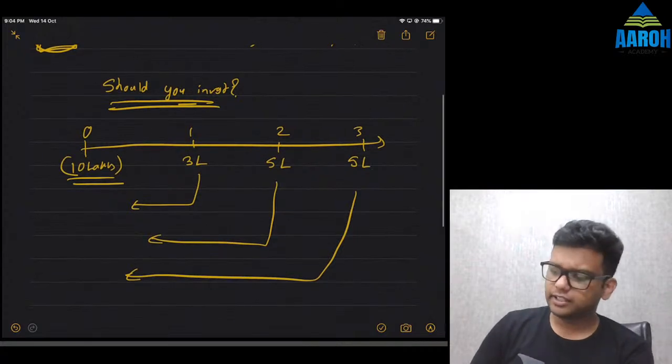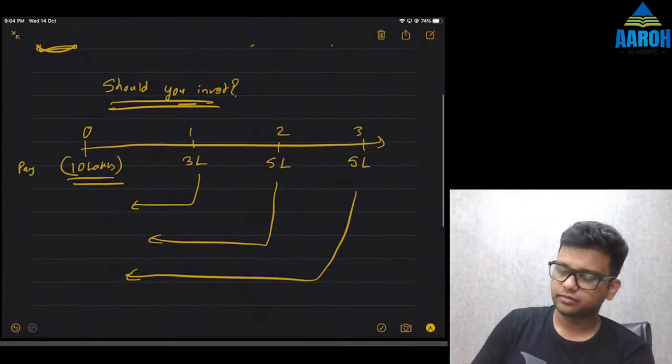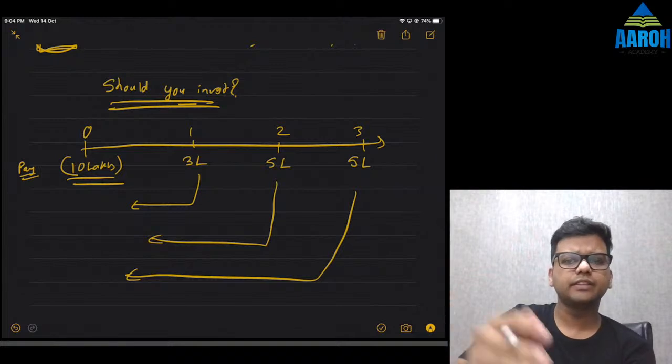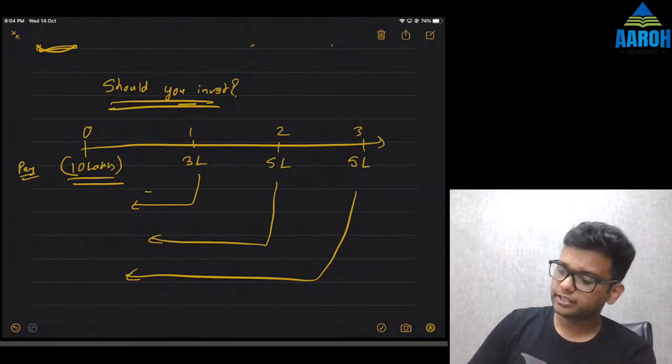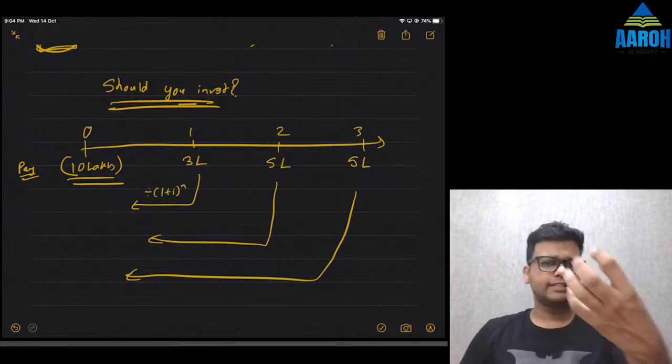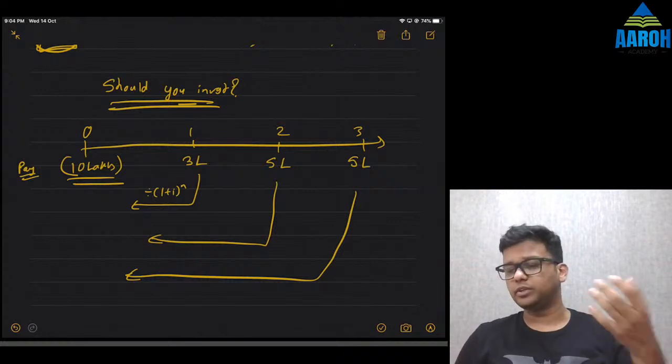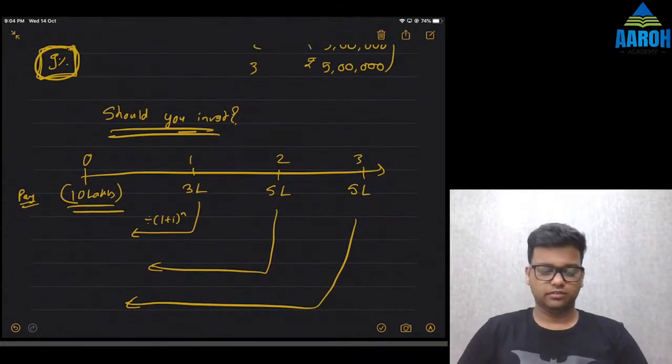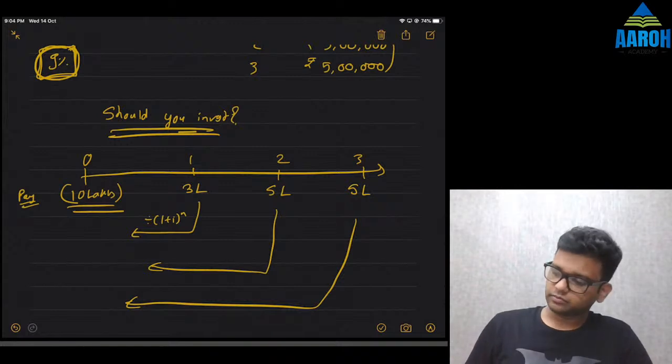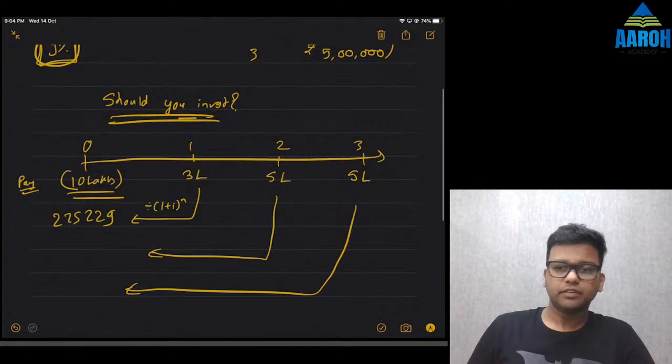So 10 lakhs is today's payment, and 3 lakhs, 5 lakhs, 5 lakhs are receipts over 3 years. So let's discount them. How do we discount? Divide by (1 plus i) raised to n. So let's take the 3 lakhs back by 1 year. So divide by 1.09. That gives us 275,229.